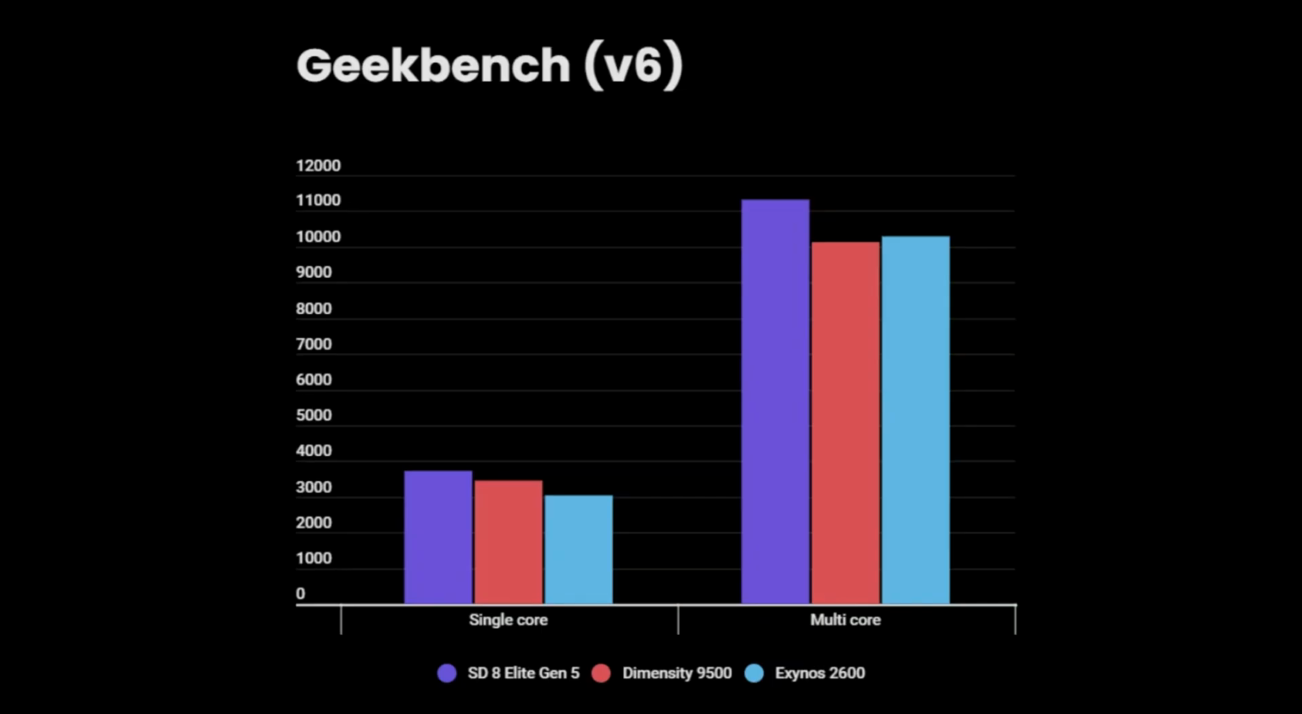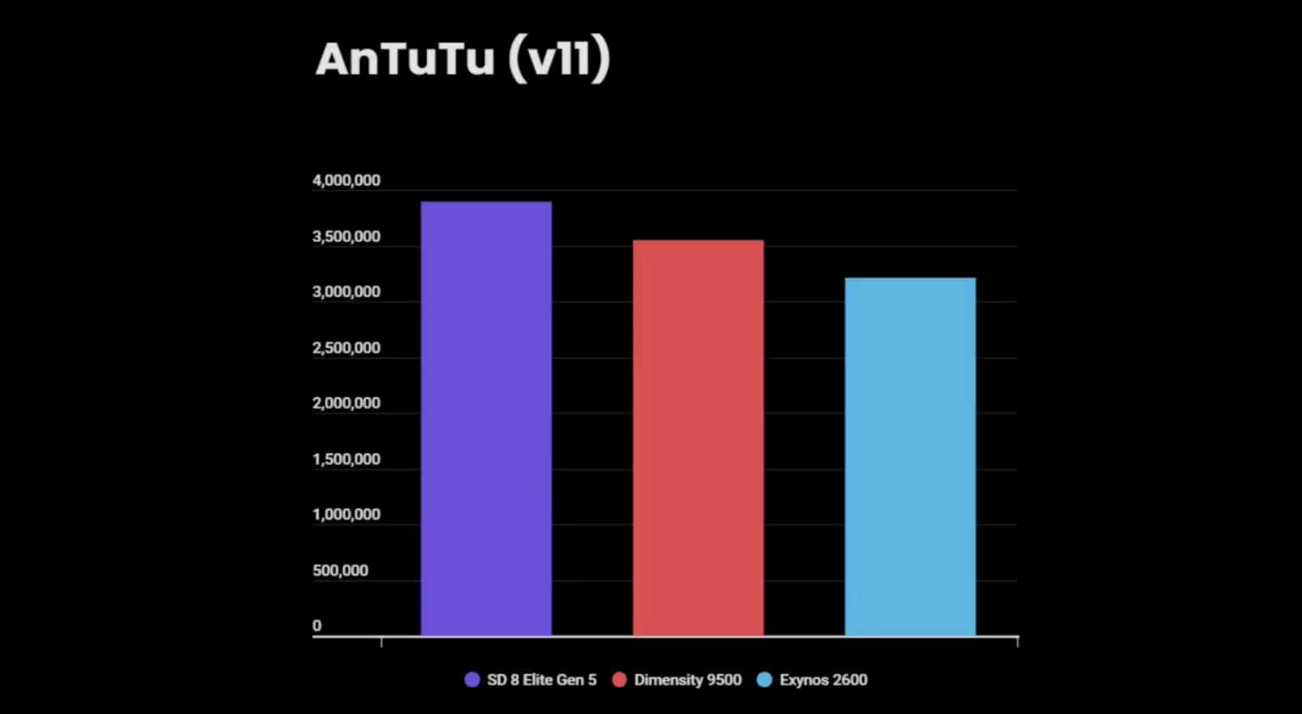In multi-core performance, however, the Exynos 2600 delivers a noticeably better score than the Dimensity 9500, scoring 10,290 points versus 10,128 points. The Snapdragon 8 Elite Gen 5 is miles ahead of them with a total score of 11,318 points. On the Antutu platform, the Snapdragon 8 Elite Gen 5 has scored close to 3.9 million points, putting it well ahead of the other two. The Dimensity 9500 scored 3.5 million, and the Exynos 2600 scored 3.2 million.